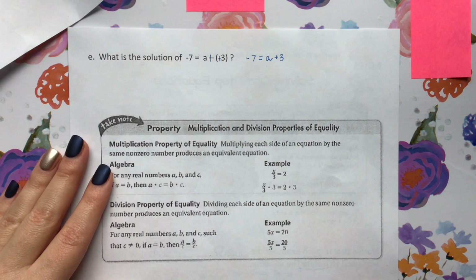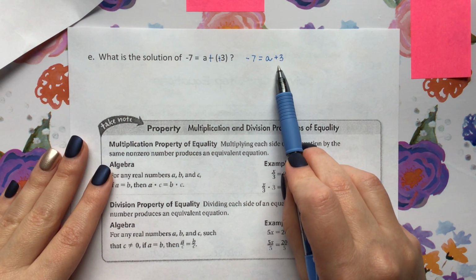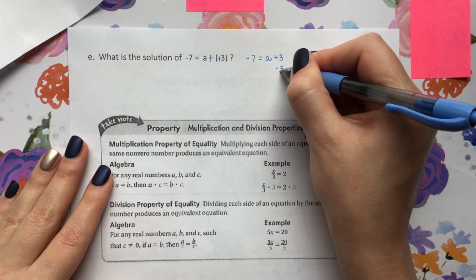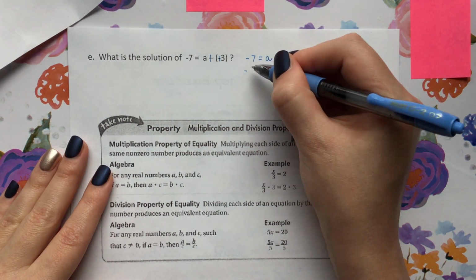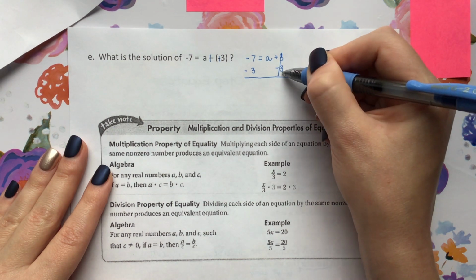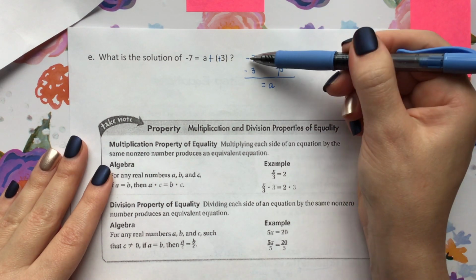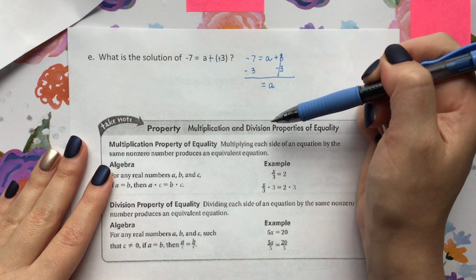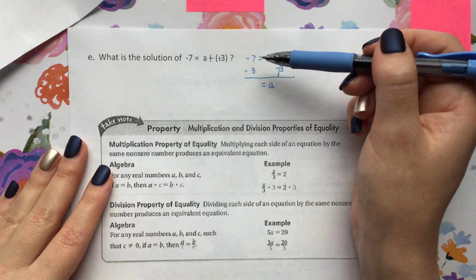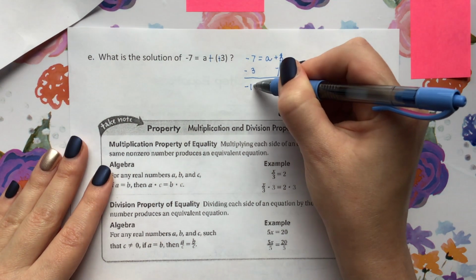At this point, you should be able to see the opposite of adding 3 is subtracting 3. So I'm going to subtract 3 from the right side of the equation, and I'm going to subtract 3 from the left side of the equation. 3 minus 3 equals 0, but I'm left with the a, so I'm going to carry that down. Negative 7 minus 3. Well, I'm at negative 7, and I'm going to take 3 away from it, becoming even more negative. So this is going to become negative 10.